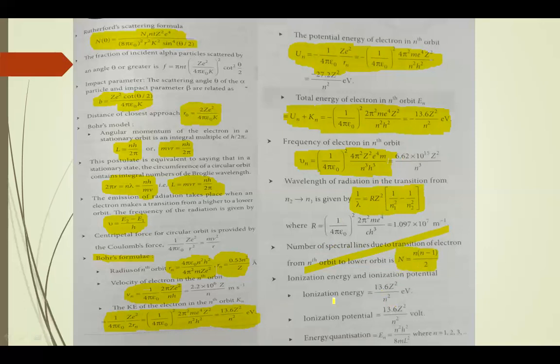Then the ionization energy is given as, and then the ionization potential. Then energy quantization in terms of L and angular momentum. These are the formulas we have to remember in the case of atoms. Please make a note of that neatly.